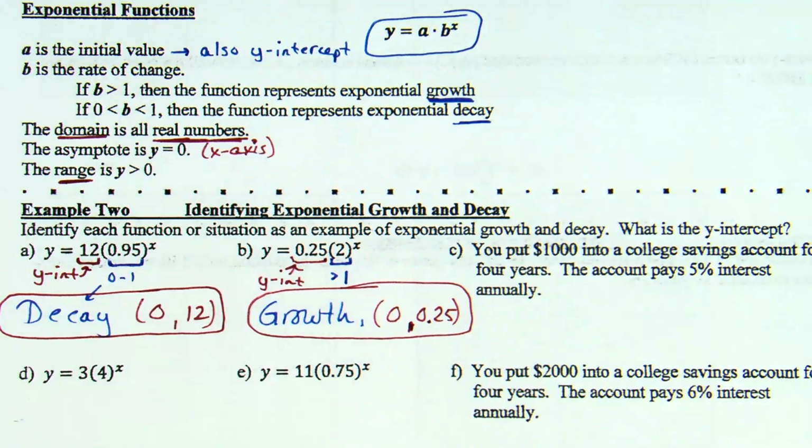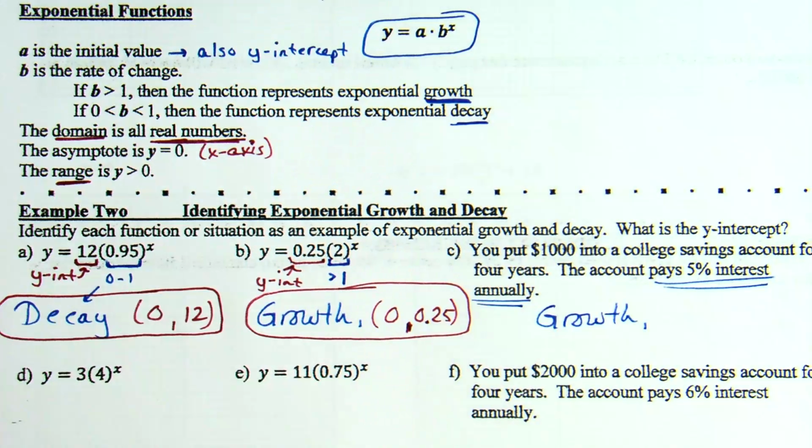Yeah. If I'm putting that $1,000 in there, and this account is paying me 5% interest annually, is that $1,000 getting bigger or smaller? We're going to hope bigger, right? Otherwise, this whole idea of a bank account interest doesn't really make sense, does it? So this is an example of growth because it's paying 5% interest annually. So that right there is what, to me, says growth.